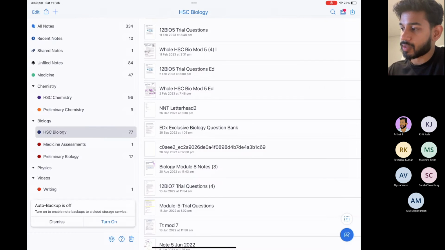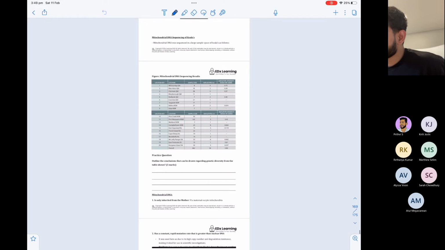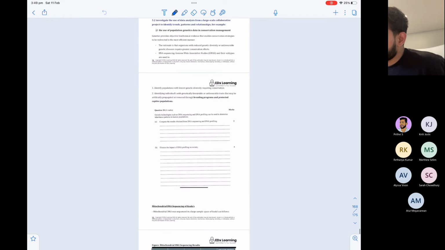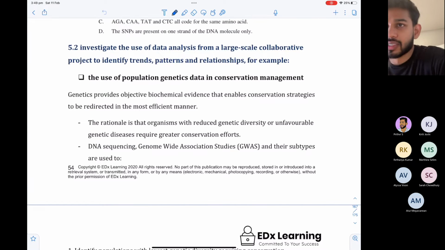All right, let's come back to our content because I want us to finish mod 5. So the last dot point is: investigate the use of data analysis from large-scale collaborative projects to identify trends, patterns, relationships. For example, the use of population genetic data and conservation management. Okay, this is probably the most verbose dot point I've ever heard. I think it's a crappy line, and it doesn't really tell you what you need to know.